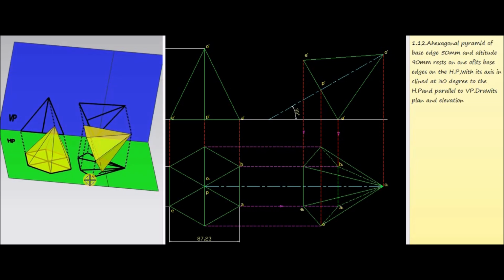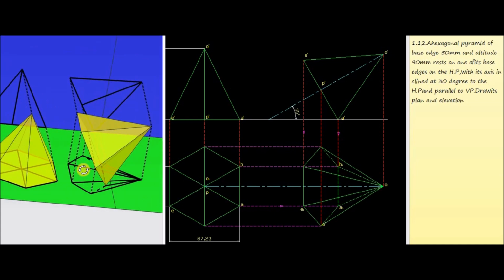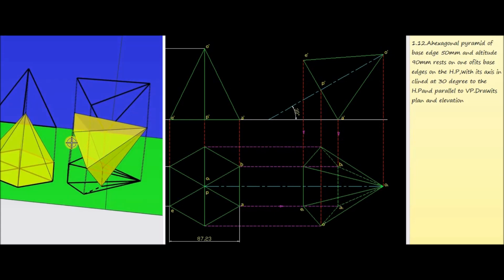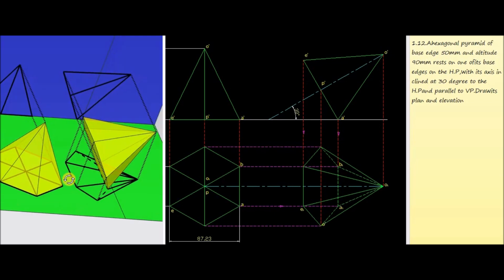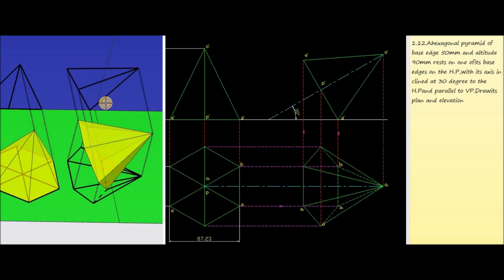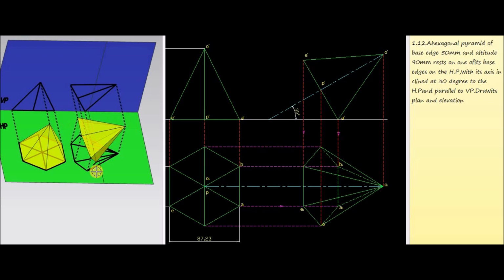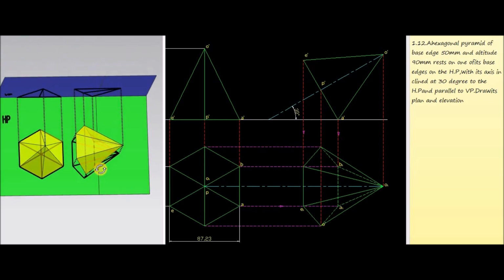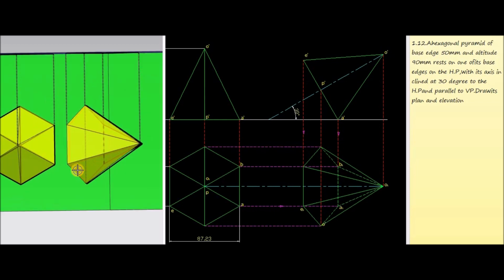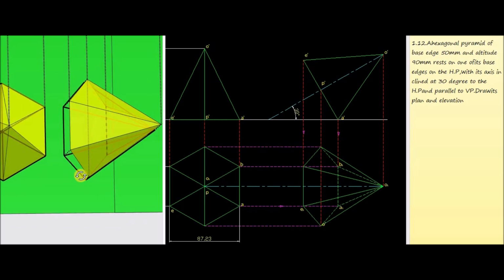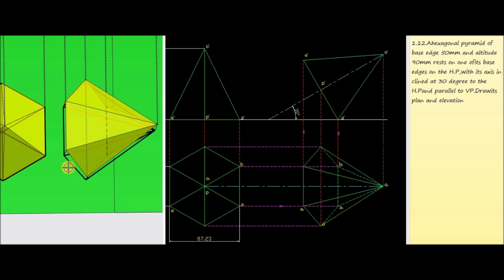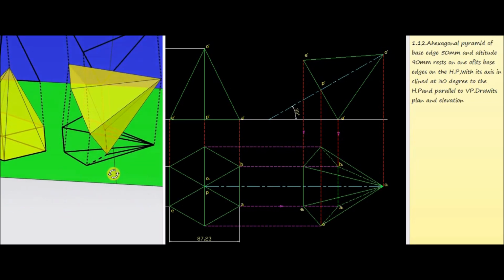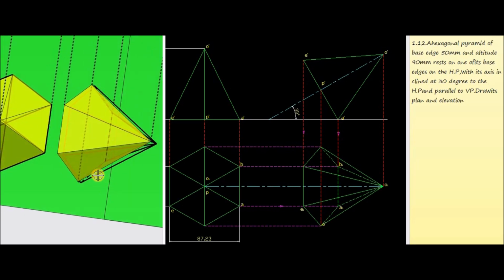Again, similarly, for getting the front view, we have to observe the object from the front side. Then we have to project all these base corners and the vertex into the vertical plane, then join all these points. We will get one triangle, and that will be the front view of the hexagonal pyramid. Similarly, for getting the top view, we are going to observe the hexagonal pyramid from the top side. Now we have to project all the base corners and also the vertex into the horizontal plane. Now join all the corners.